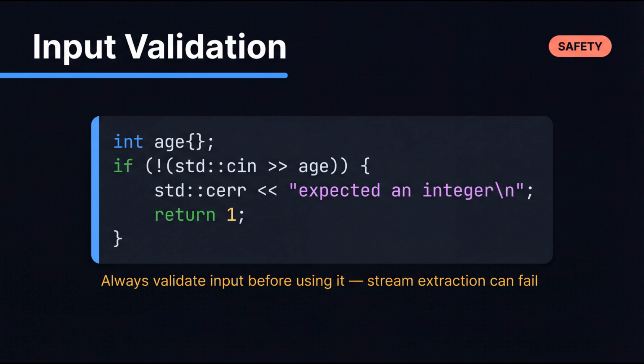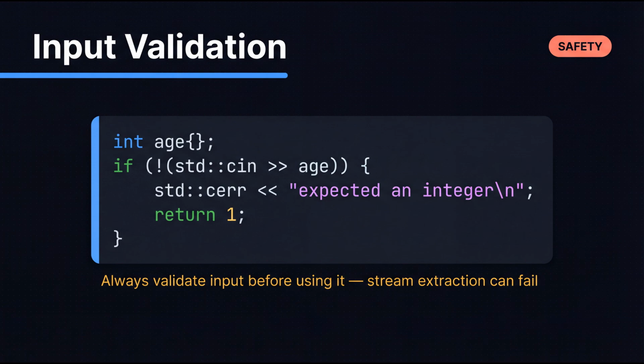Here's a habit that separates careful programmers from everyone else. Always validate input before using it. Stream extraction can fail. The user might type hello when you expected a number. There might be an overflow, or a previous stream error might still be active. The pattern is simple. After reading with cin, check whether the stream is still in a good state. If not, print an error and exit.